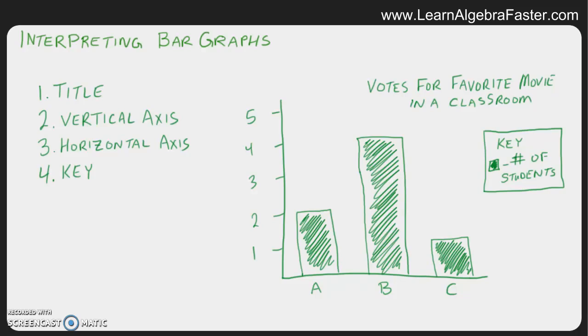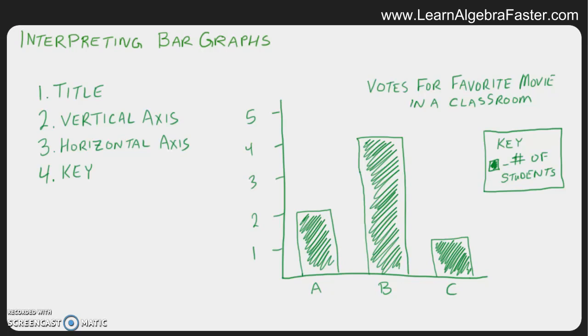So let's say that you have a bar graph in front of you and you want to understand what it's trying to tell you. You're wanting to interpret the data that's shown and fully understand what's going on. Well, the good thing is that there are four key places to look on any bar graph, and when you identify those four key places, you will understand how to interpret bar graphs.